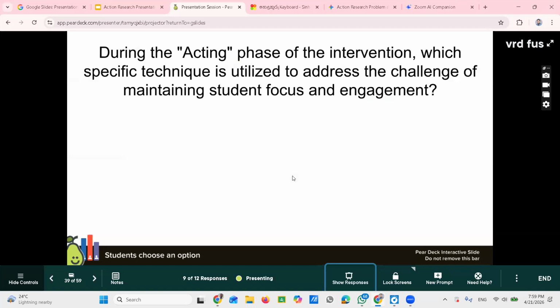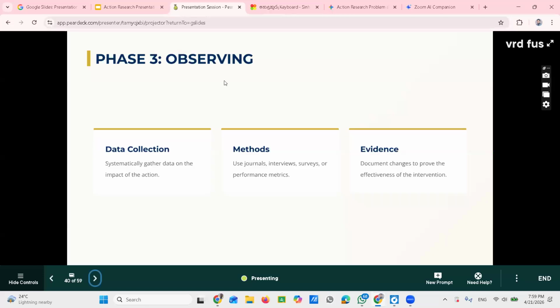Now I will stop that part and move to the third step. The first step was planning, then acting, then the third one is observe. Under observing, there are three things you want to consider. Mainly you want to consider data collection. This is the place where you collect the data. The data is generated because of the activities you are doing in the second step, because of your intervention.